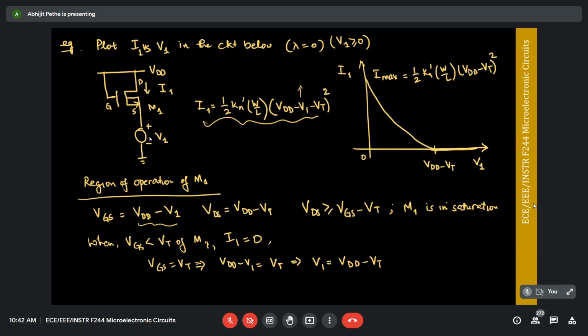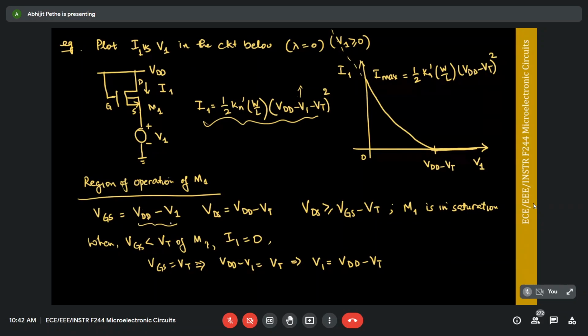So what if V1 is less than 0? You tell me, what happens when V1 is less than 0? It goes beyond Imax. It will, no? What happens to the value of Imax? Imax keeps increasing, right? So it's going to have a relationship like this. Right? Because as your V1 goes down, you're essentially increasing your VGS.